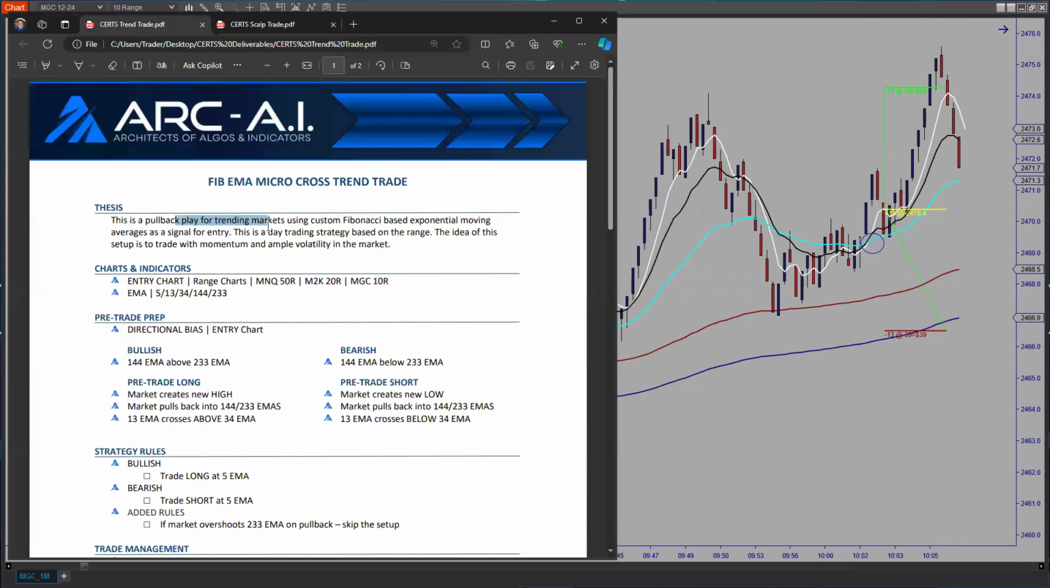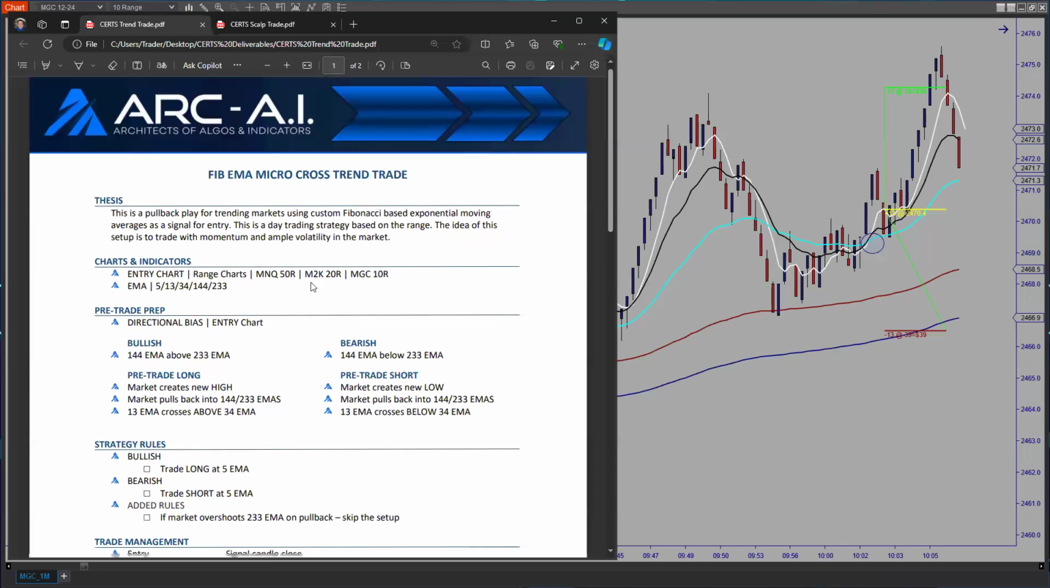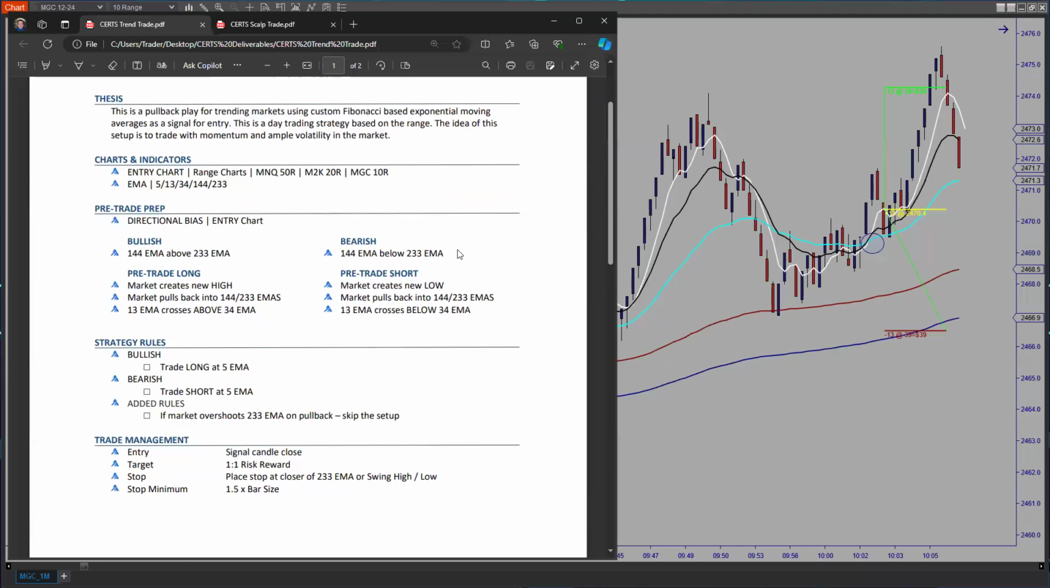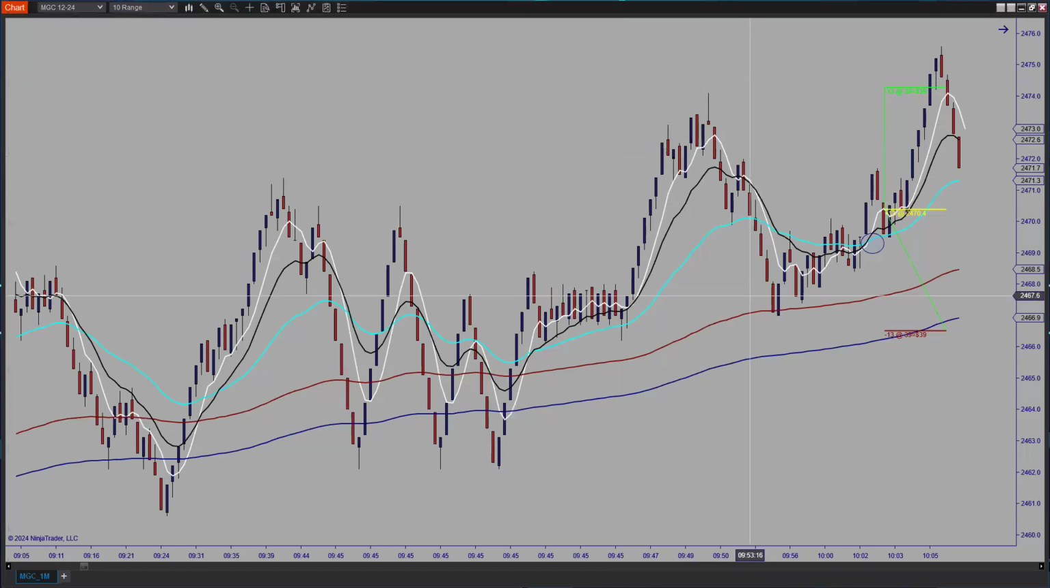So this is a pullback for trending markets, custom Fibonacci-based exponential moving averages. We've got our same entry charts. Everything's the same. EMAs are the same. Directional bias, bullish, bearish, exactly the same. 144 above 233, trading long, or the opposite for bearish. Market creates a new high. We're going to come back to that. Pulls back to the 144 and the 233. What does that mean? That means I want to see it come back into this area, somewhere in here. It needs to tag this and go. Okay, that's what I'm looking for.